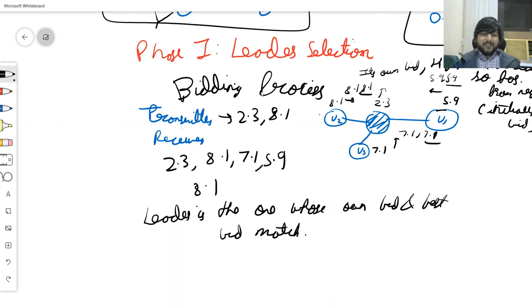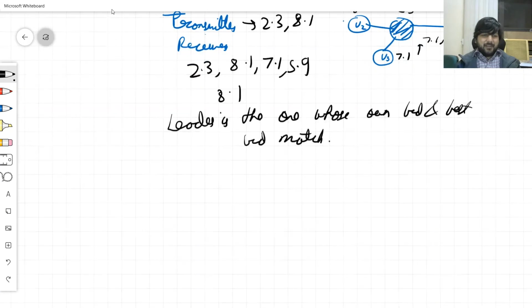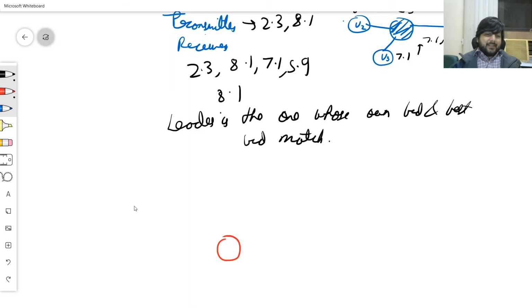So, step one, you have leader selection. You just need to run it for a small time, extremely fast. Now, what will happen is the second phase starts, which is chaining. So let's say this was the leader, which we actually saw was the leader. So let me put it in a different color. And these are the other robots.